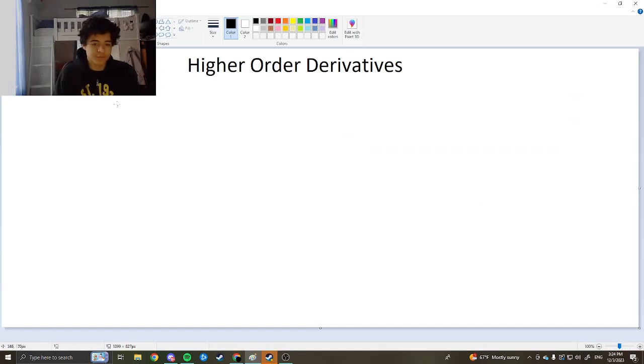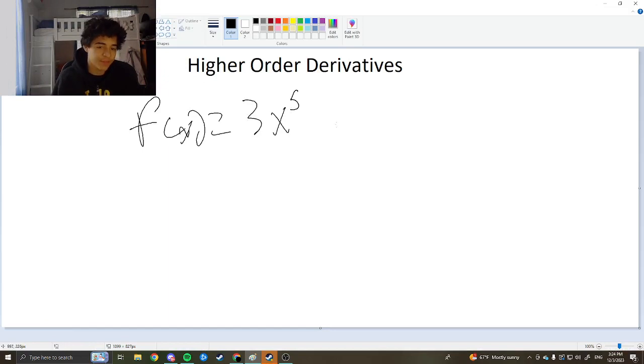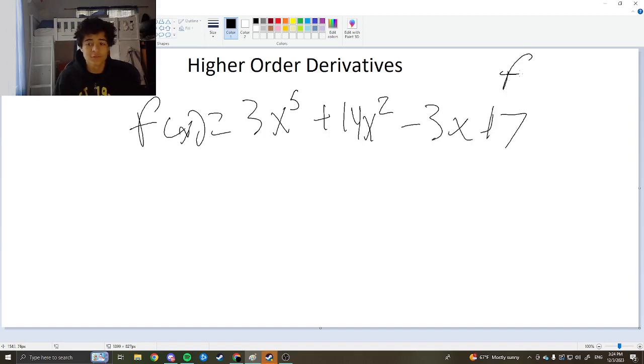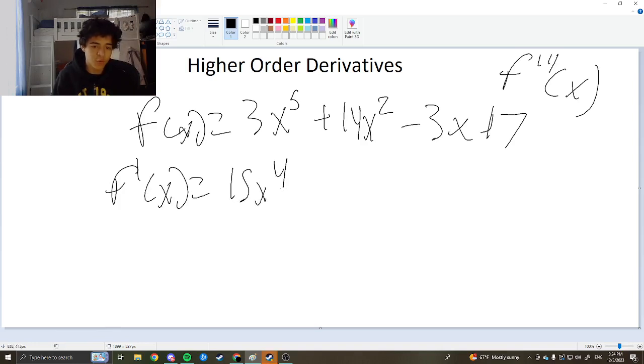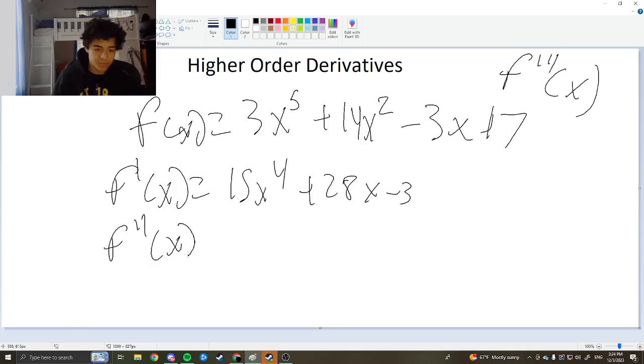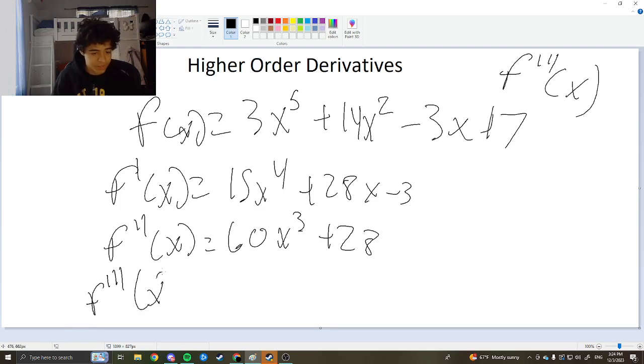So if your f of x function equals 3x to the 5th plus 14x squared minus 3x plus 7, what is f triple prime of x? Let's find out, right? So to do this, you have to find f prime first, which is 15x to the 4th plus 28x minus 3. And then derive it again to get f double prime. You get 60x cubed plus 28. And then the f triple prime of x is just 180x squared, right? So this would be your f triple prime of the function.